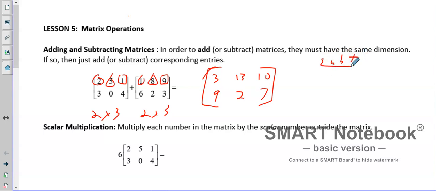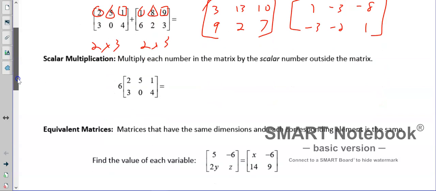Now let's pretend it was subtract instead of an addition problem. That's fine. 2 minus 1 is 1. 5 minus 8 is negative 3. And 1 minus 9 is negative 8. 3 minus 6 is negative 3. 0 minus 2 is negative 2. And 4 minus 3 is 1. Okay, so that would be the answer if it was subtraction instead of addition. But since they're both 2 by 3s, we're good to go.